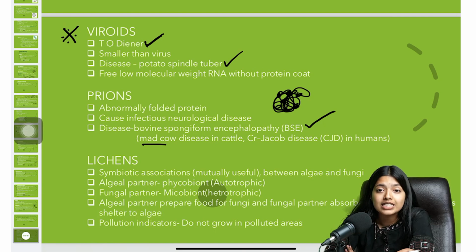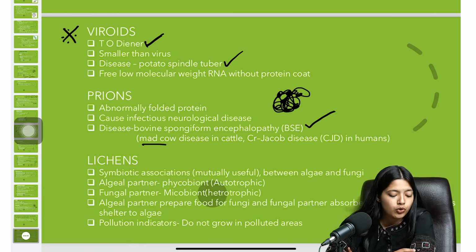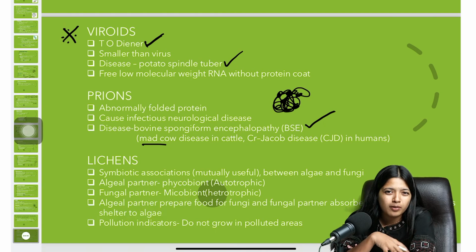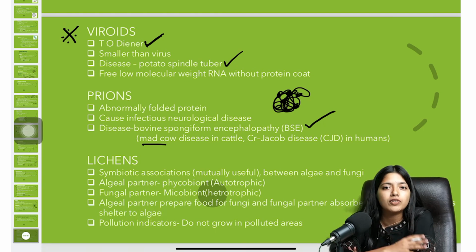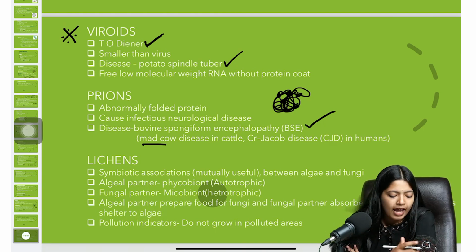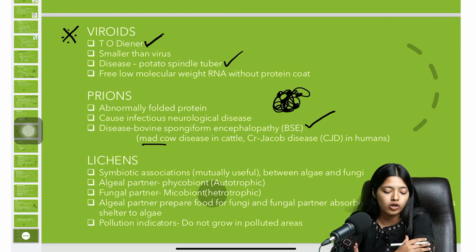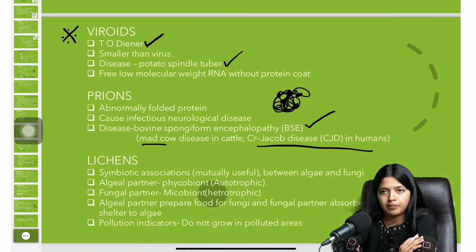Once again, bovine spongiform encephalopathy, which is known as BSE, or mad cow disease in cattle. It is a neurological disease caused by prions. Prions are abnormally folded proteins which are infectious. They also cause Creutzfeldt-Jakob disease, CJD, in humans. In humans, they can cause an analogue of BSE, Creutzfeldt-Jakob disease. So, CJD in humans. These diseases are very important.